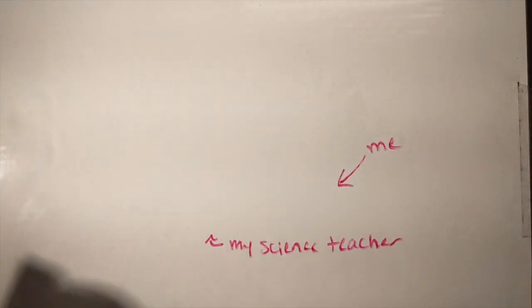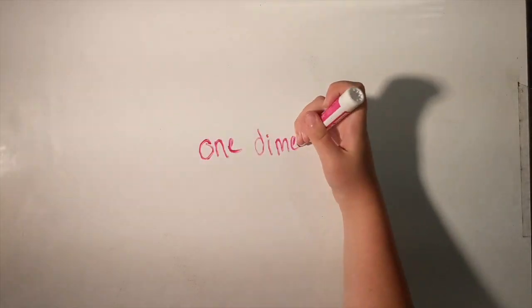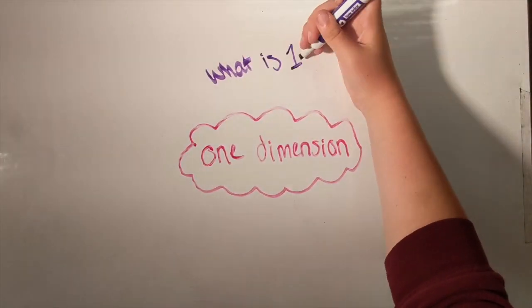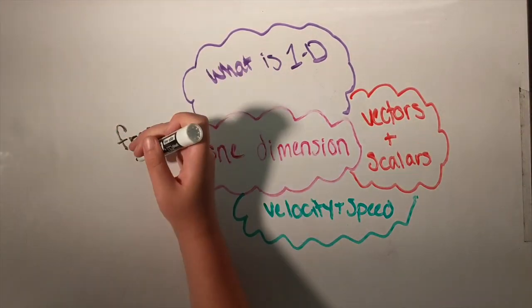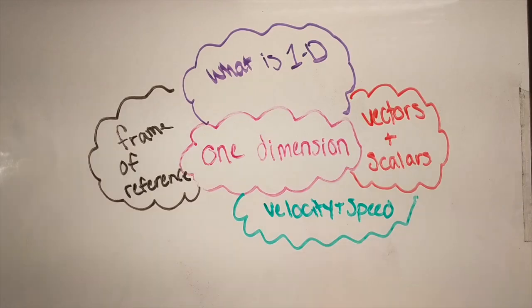Today we are going to be talking about 4 basic parts of 1D motion. These are: what even is one dimension, vectors and scalars, velocity and speed, and frame of reference.